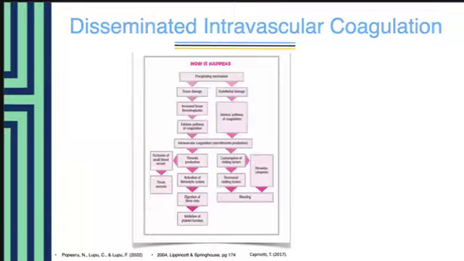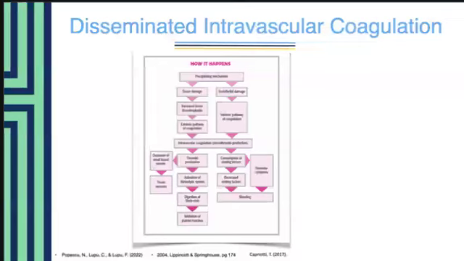And that's often triggered by conditions like sepsis, trauma, malignancy. We see that in OB complications, and other causes can include heat stroke, cardiac arrest, cirrhosis, and even incompatible blood transfusion.